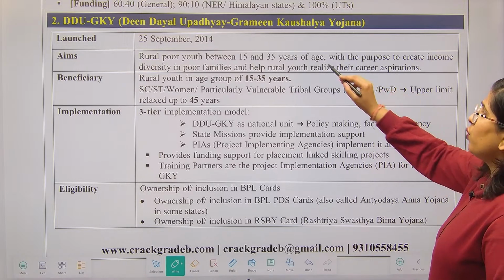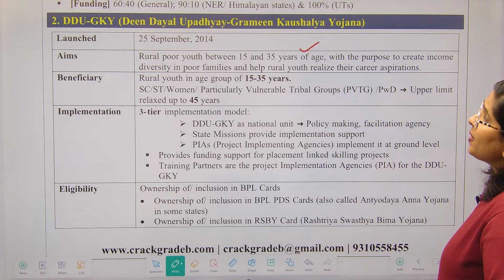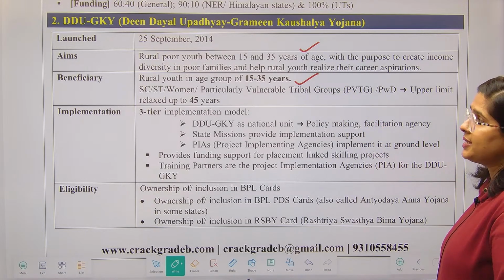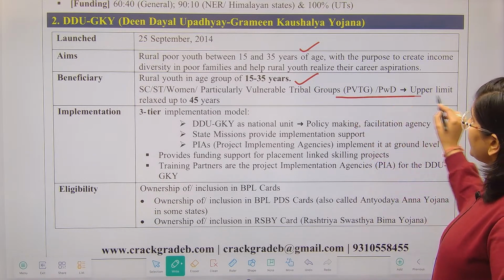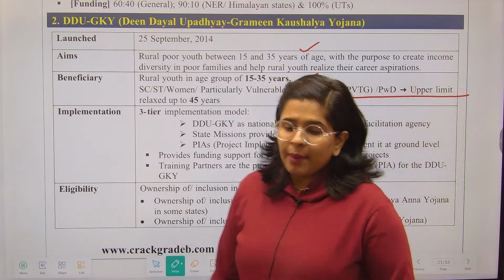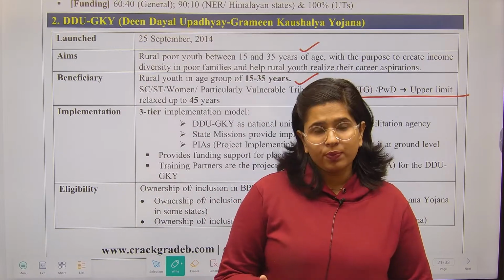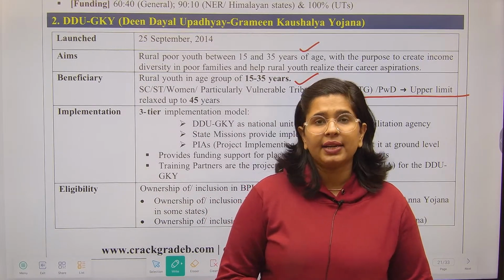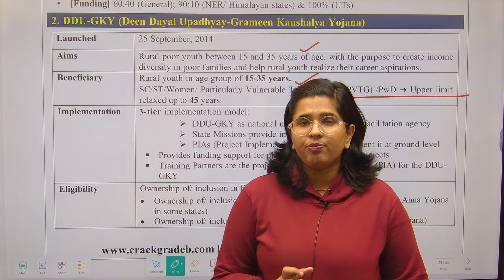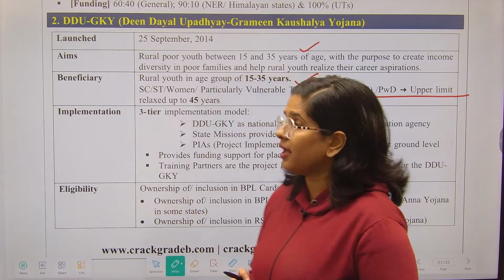Rural poor who are between the age of 15 and 35 years of age. In the age group of 15 to 35 years, who are the beneficiaries? SC, ST women, PVTGs, and upper limit relaxed to up to 45 years. Particularly vulnerable tribal groups are those tribal groups which have been identified by the government, and right now in India there are 75 particularly vulnerable tribal groups. Okay, 75 PVTGs are there.